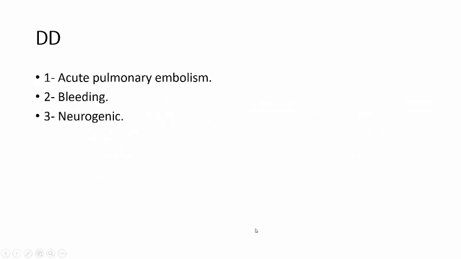It could be acute pulmonary embolism. The patient is obese after spinal cord surgery, with a very high incidence of pulmonary embolism. It could be bleeding leading to hypotension. It could be neurogenic, as she did spinal surgery.